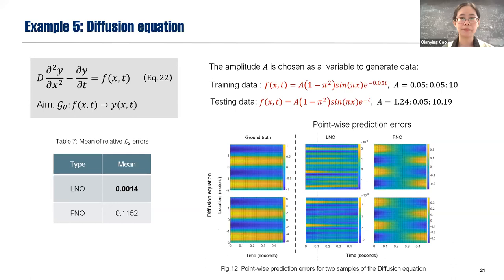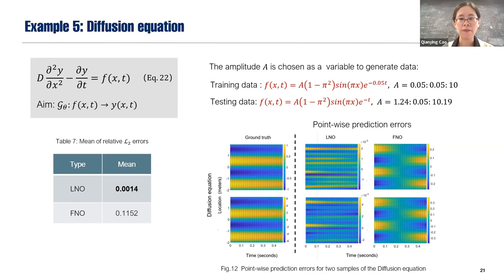The diffusion equation is a PDE that is applied in many fields, such as information theory, material science, and biophysics. It's a special case of the convection diffusion equation. The equation is usually written as equation 22, where y(x,t) describes the density of the diffusing material at location x and time t. F(x,t) is the source term.